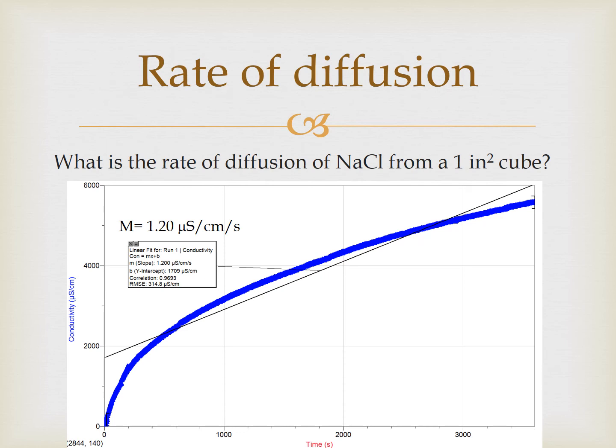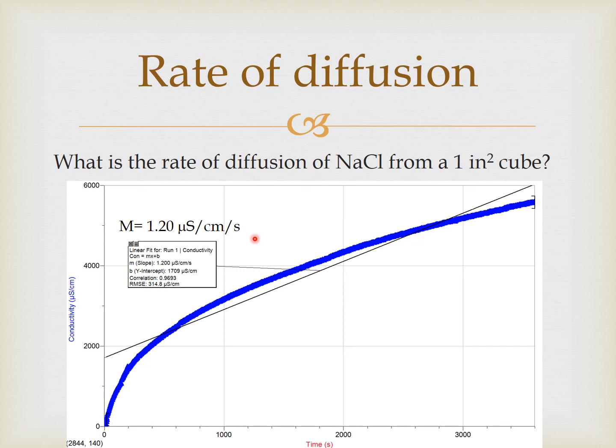So let's look at the very first experiment that we did, in which you dropped a 1 inch by 1 inch by 1 inch cube of sodium chloride containing agar into some water, and we watched as the conductivity rose in the bathing solution over time from 0 seconds all the way up to some maximum number. I think it was 600 seconds in your experiment. And then you were able to do a linear regression in Logger Pro, which spit out some numbers. Gave you a nice regression equation with a slope here that shows us that our average rate of diffusion was 1.2 microsiemens per centimeter per second of increased conductivity, which of course we can correlate to sodium chloride concentration.